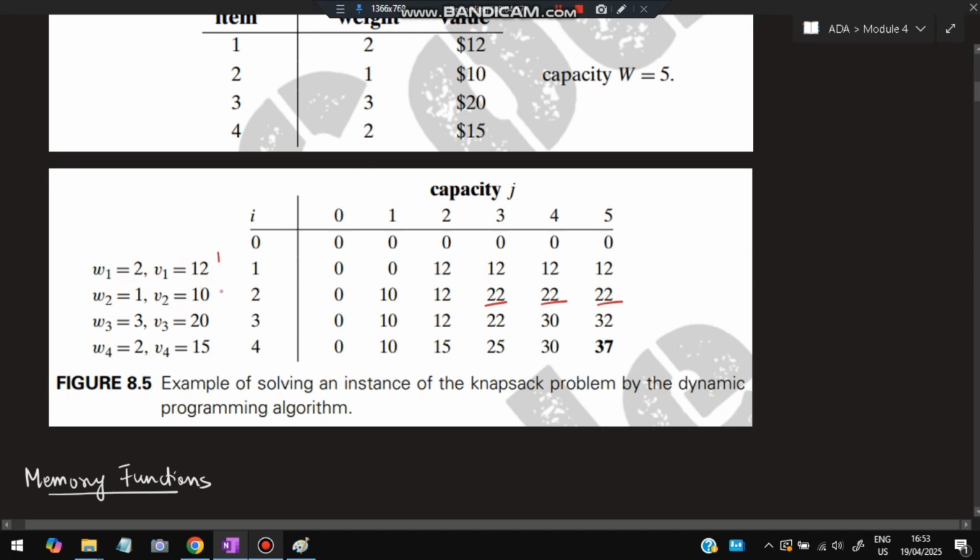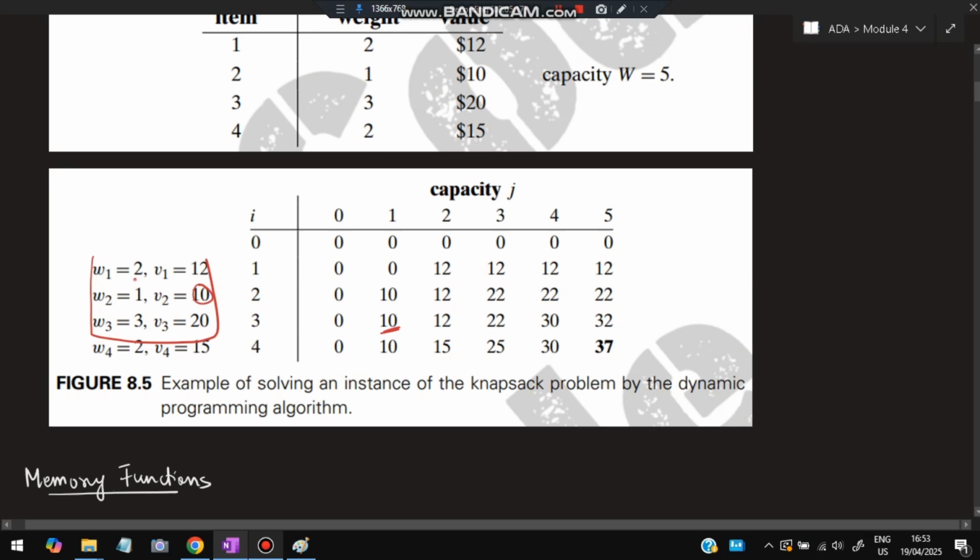Now 3 items we'll consider. If we consider 3 items, we cannot store all 3 items because 2 plus 1 plus 3 is 6. So we have to choose 2 among them. Which 2 do I have to choose? Now, if the capacity is 0, I'll have nothing. If the capacity is 1, among these 3, what can I store? Only this. So I'll store it here.